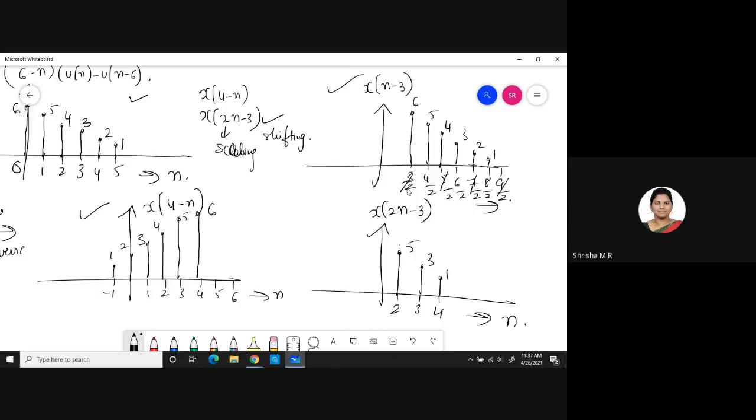Understood, everyone? See, 3 by 2 is nothing but 1.5. In discrete time, we don't have these fraction values. We have only integers. So at 3, the signal will be lost. Again at 5, if you scale it, you get 2.5. That signal also will be lost. And you have 7 by 2, which is nothing but 3.5. This also will be lost. The signal at odd values will be lost. Okay, 3, 5, and 7 will be lost. Whatever signal you have at even values of n will be present. Clear, everyone?